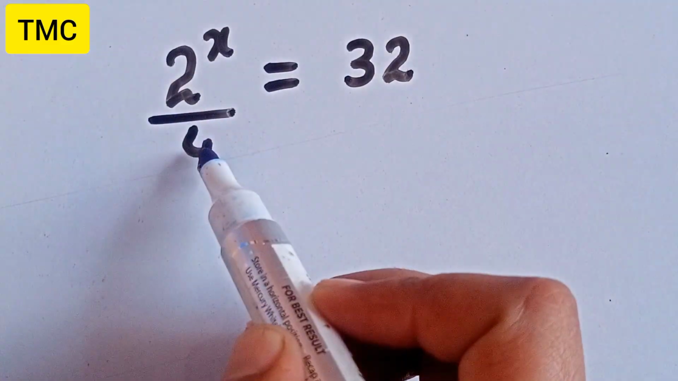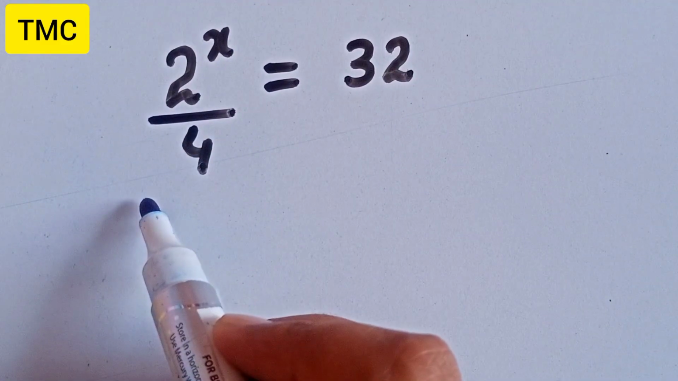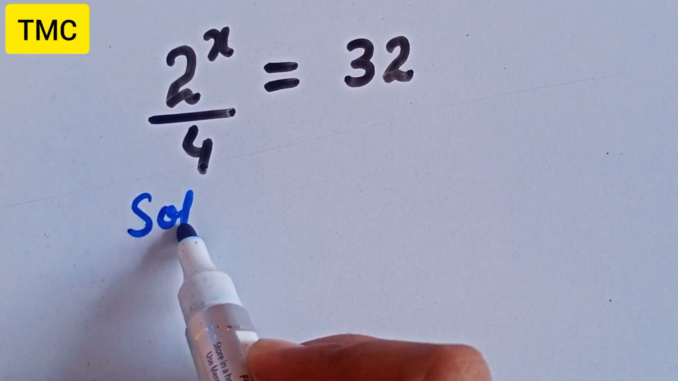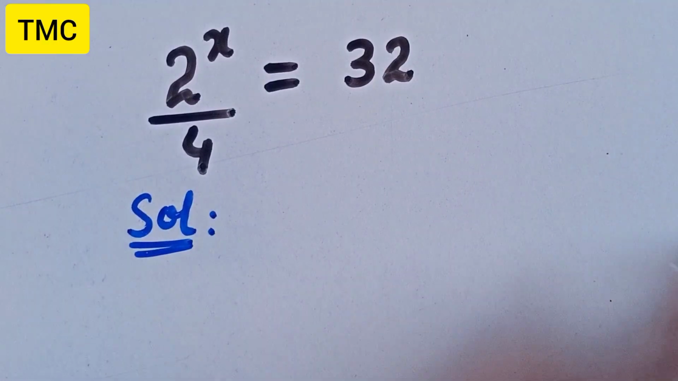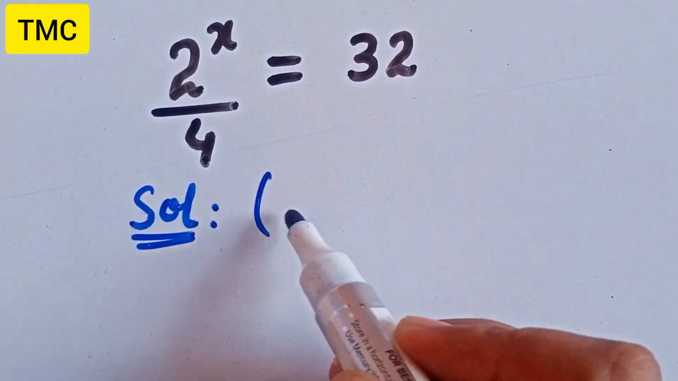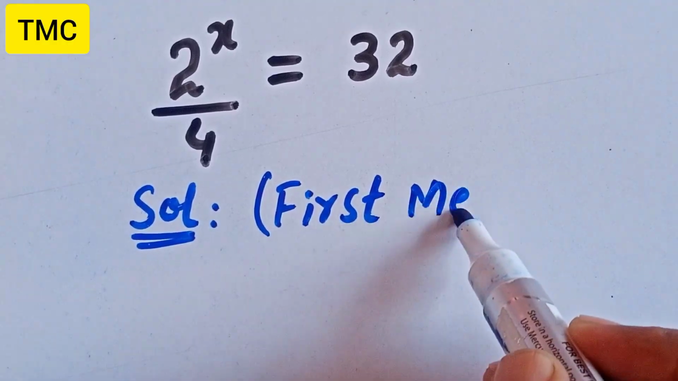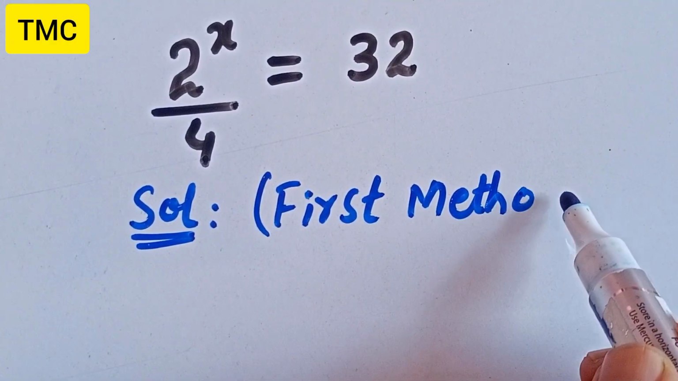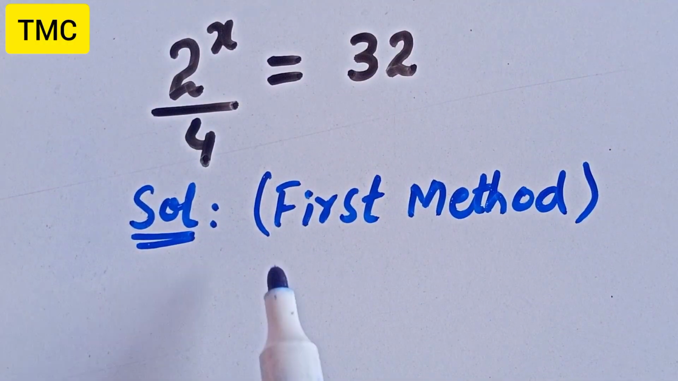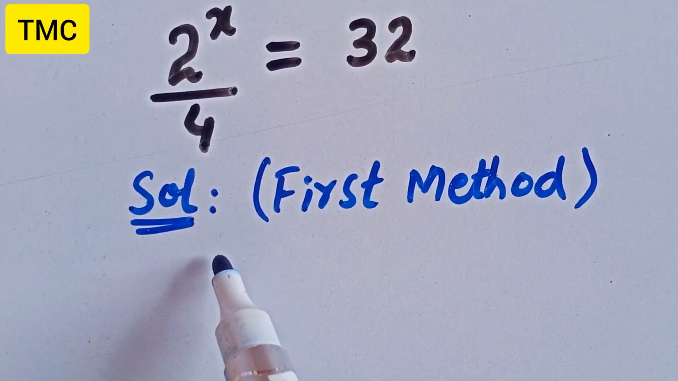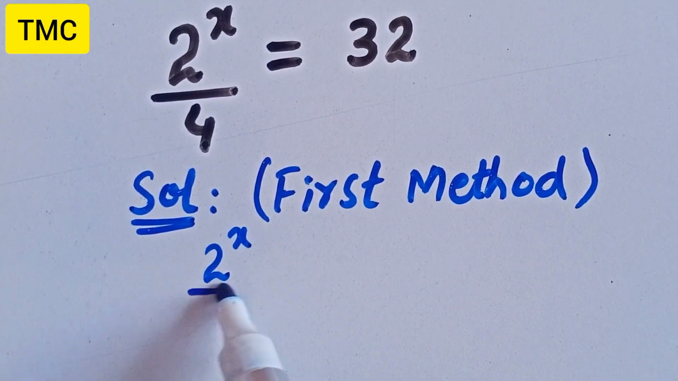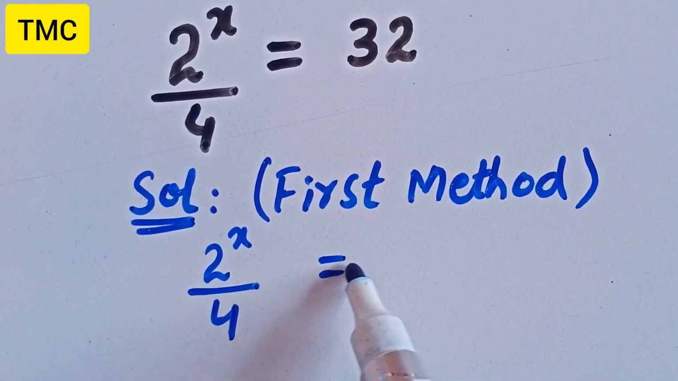We have a problem: 2 raised to the power x upon 4 equals 32, and what will be the value of x? Let's start its solution. We will solve this problem by two methods. From the first method, we are going to start it, writing 2 raised to the power x upon 4 equals 32.